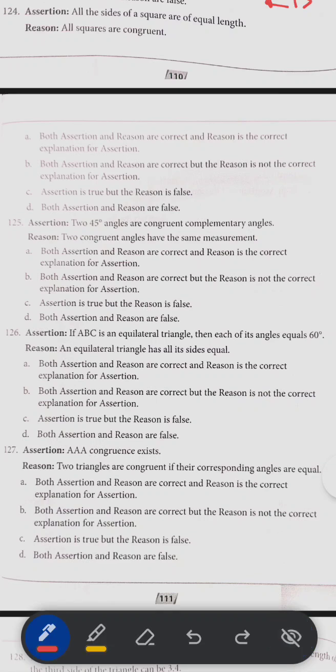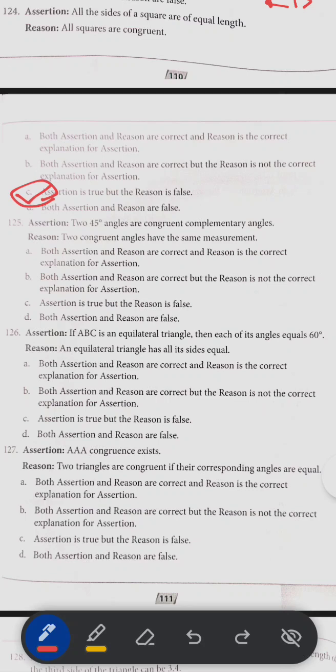Okay, all the sides of a square are of equal length. Yes, one square. All squares are congruent if their sides are equal, meaning a 2 centimeter square and another 2 centimeter square, then only they will be equal, no? So the assertion is true but the reason is false. So here option C is the correct answer.